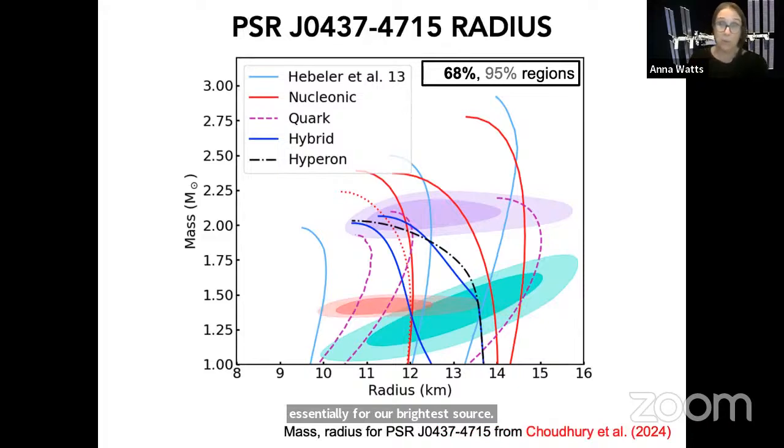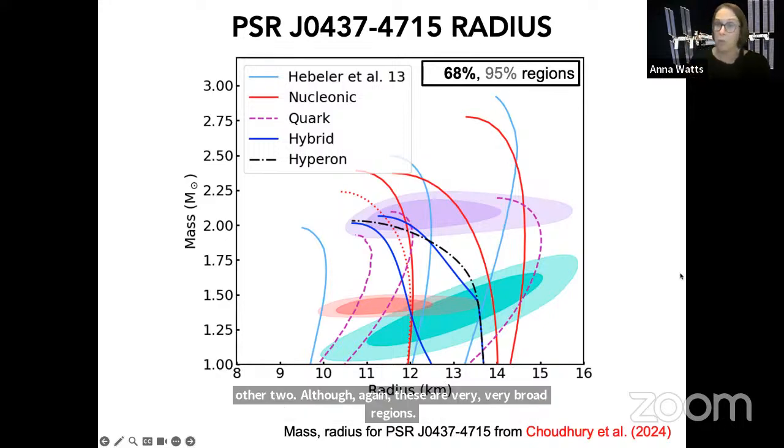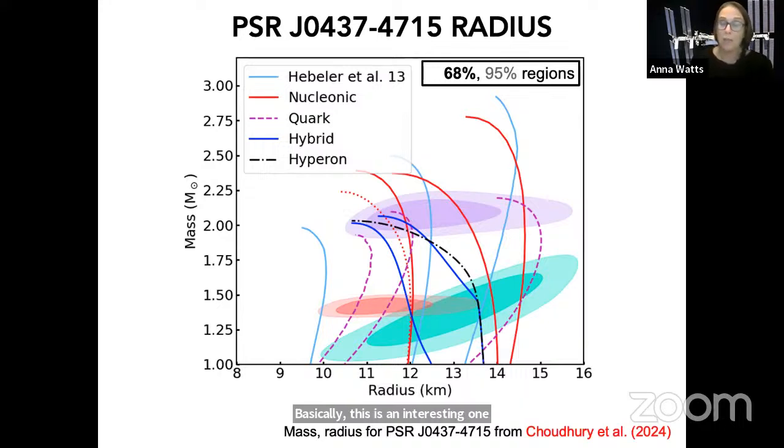This is the mass and the radius, basically, that we managed to report from the first data set. So this one has quite a low radius, in principle, compared to the other two, although, again, these are very, very broad regions. Basically, this is an interesting one, because this is not really the only way to probe the equation of state.